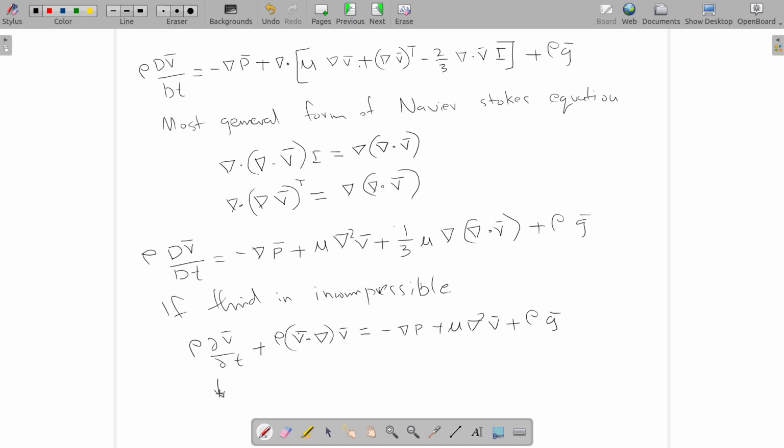So this is the variation in space, right? Variation in time. This is the convection part, the pressure gradient. This is the diffusion part, and this is the body force part. So this one is the most general form of the Navier-Stokes equation, and if the fluid is incompressible, this will be your equation. Yeah, I think I'll stop here right now.